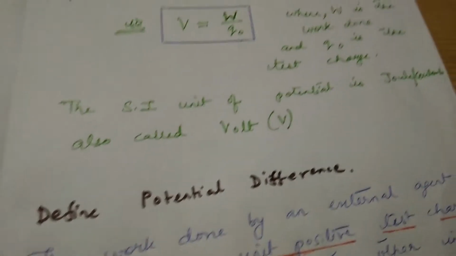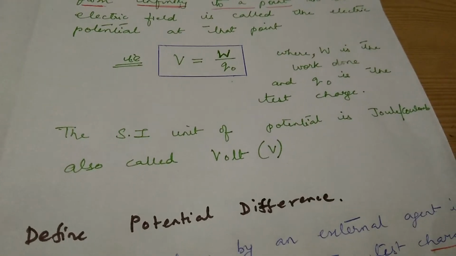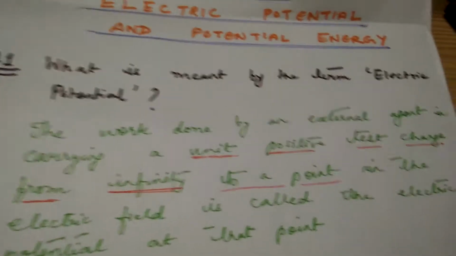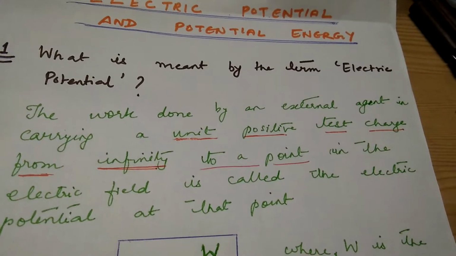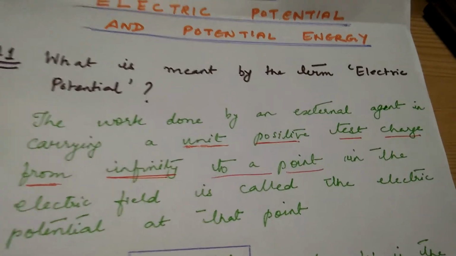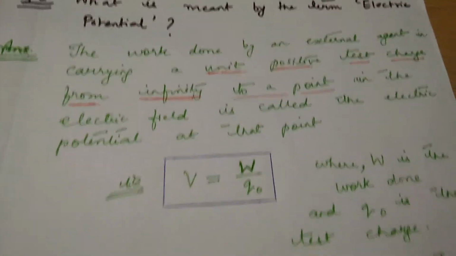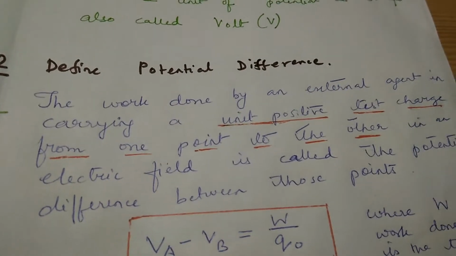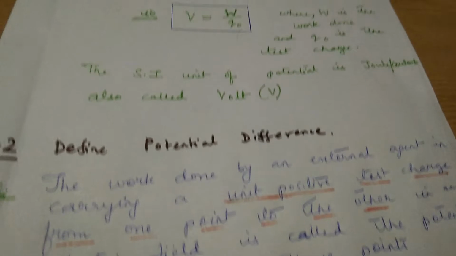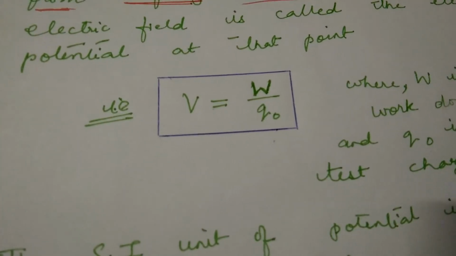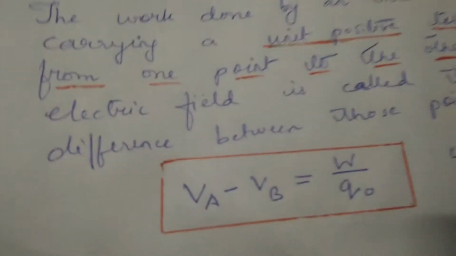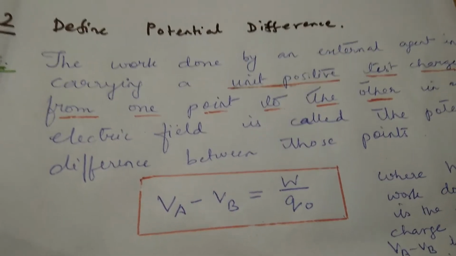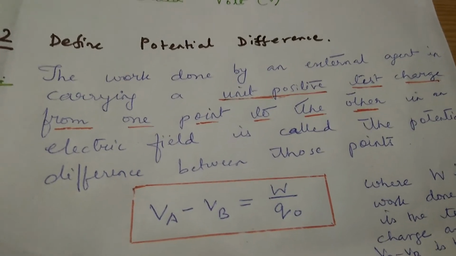There is another term, potential difference. Now, what is potential difference? How is it different? So you can see I have underlined the words unit positive test charge from infinity to a point. But if it is not from infinity, if it is from one point to the other, say between 2 points A and B, in that case, same formula, here V is equal to W by Q naught. In case of potential difference, VA minus VB is equal to W by Q naught. VA means potential at point A, VB potential at point B.